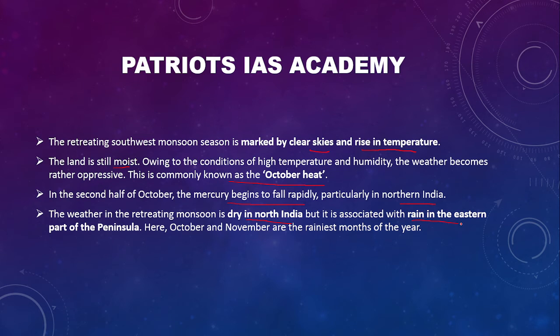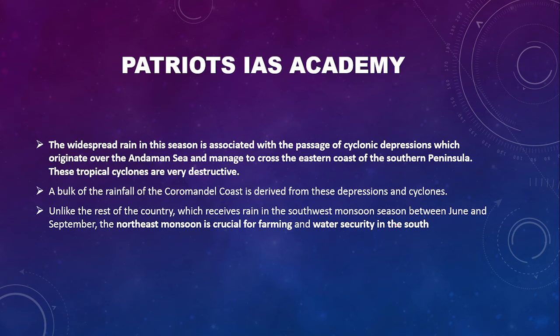with rain in the eastern part of the peninsula. Here, October and November are the rainiest months of the year. The widespread rain in this season is associated with the passage of cyclonic depressions which originate in the Andaman Sea and manage to cross the east coast of the southern peninsula.